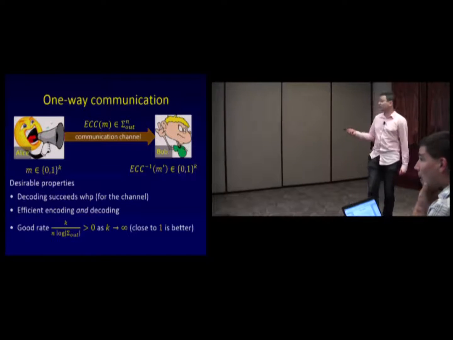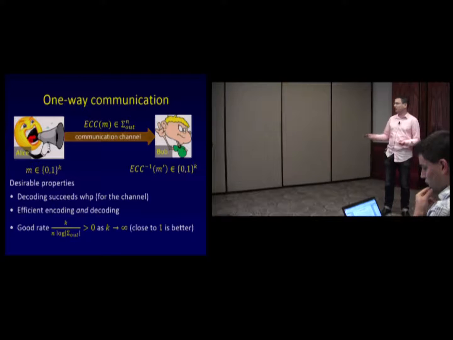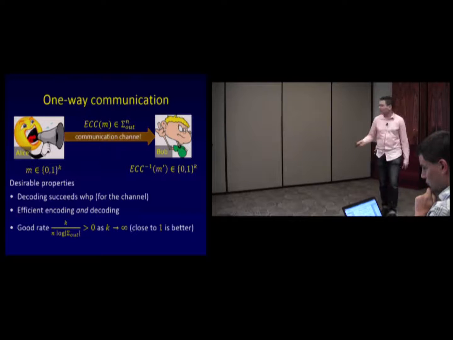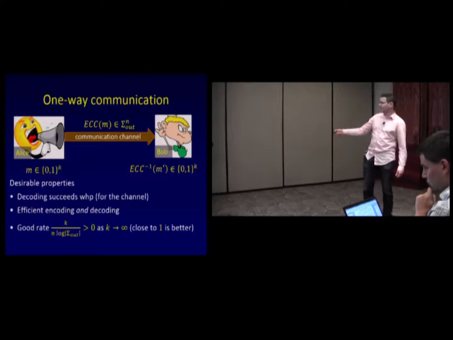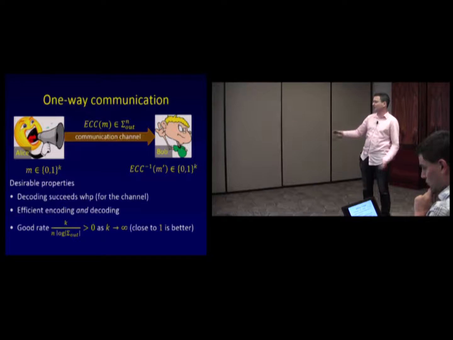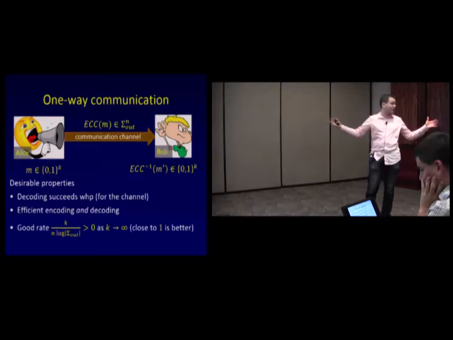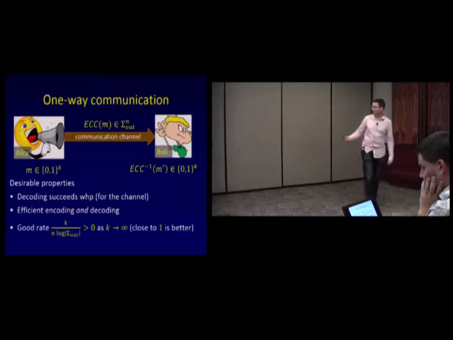And finally, it should get the rate of encoding. So the rate of encoding is the ratio between the amount of information Alice starts with and the amount of information she transmits over the channel. So she starts with k bits and she transmits effectively n log sigma out bits, right? Because n symbols from this alphabet. So this is the ratio by how much redundancy she blows up her message.